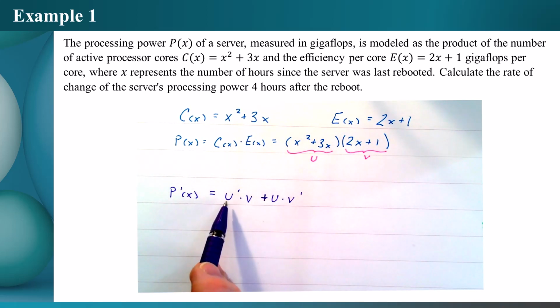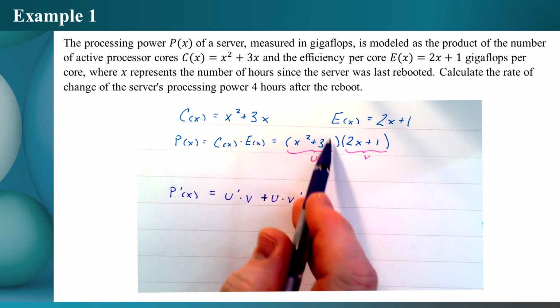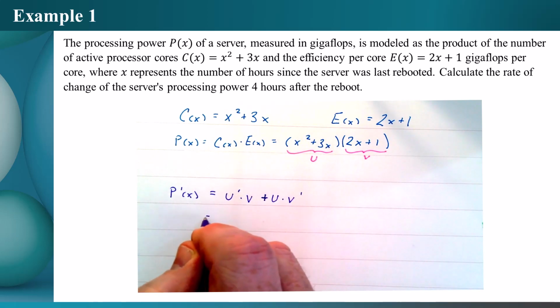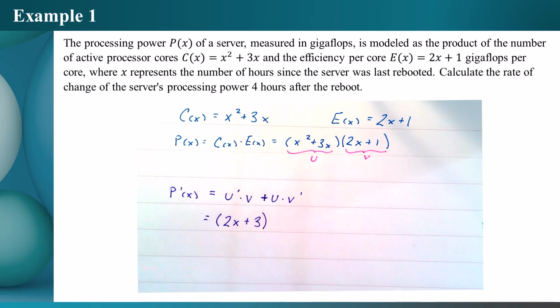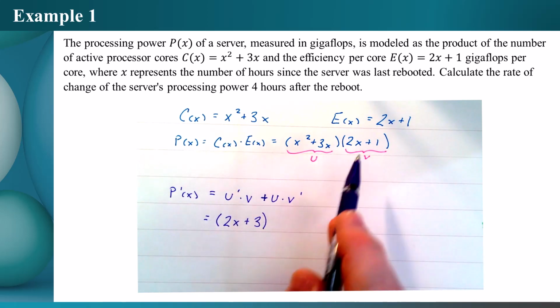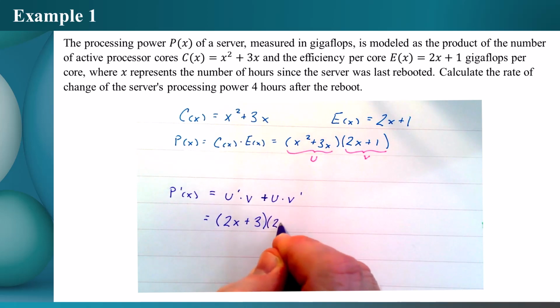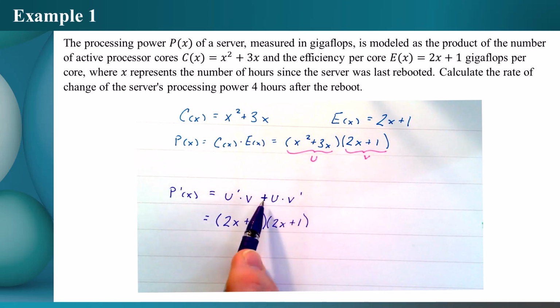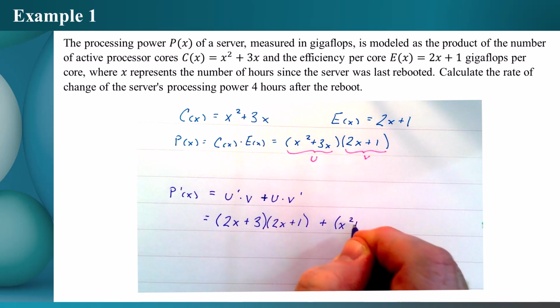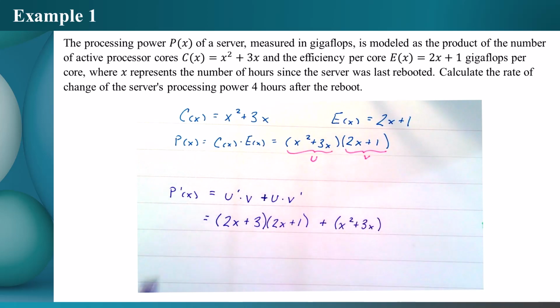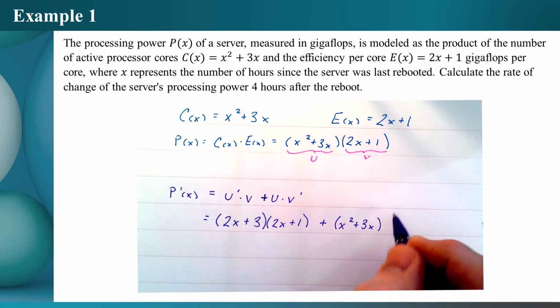And so let's see, u prime. We're going to take the derivative of what we're calling u here, and it looks to me like that's going to be 2x plus 3, just using those rules that we covered before. And we're multiplying that by v, and v is just 2x plus 1. And we're adding that to u, which is x squared plus 3x, multiplying that by v prime, and if v is 2x plus 1, then v prime here would just be 2.